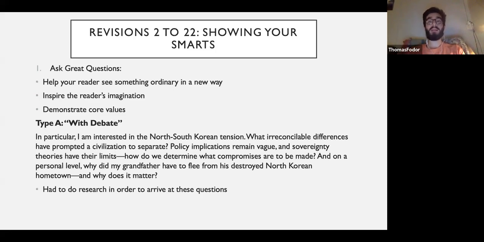What irreconcilable differences have prompted a civilization to separate? How do we determine what compromises are to be made? Why did my grandfather have to flee from his destroyed North Korean hometown, and why does it matter? An important point here, and Ethan Sawyer points this out in his book, is that the author of this essay had to do research in order to arrive at these questions.